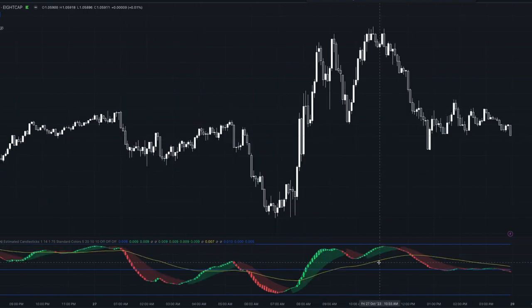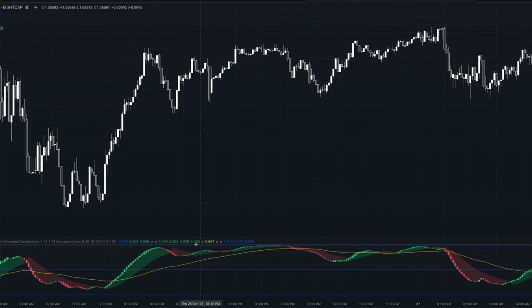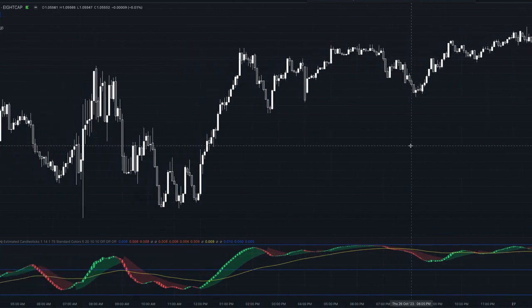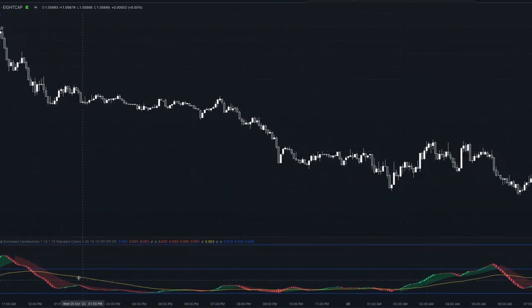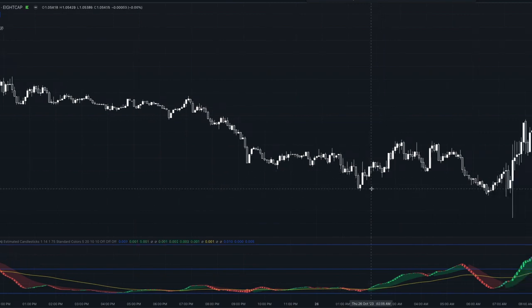downtrend. Another way to look at this is if the delta candles are staying near the top and the confirmation line is relatively flat, you are in more of a higher time frame uptrend. And likewise, if the delta candles are staying near the bottom and that confirmation line is relatively flat or staying flat, then you know that you're in a fairly strong or overall higher time frame downtrend.